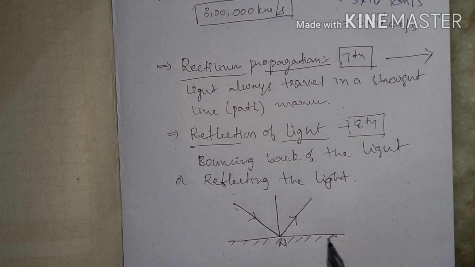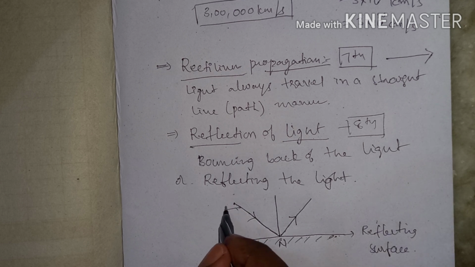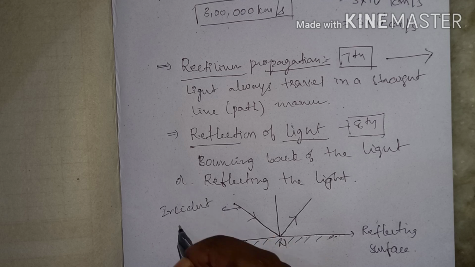So this is a plane surface. Okay, reflecting surface. What do you call this one? Reflecting surface. The next, what is this? This is the incident ray.